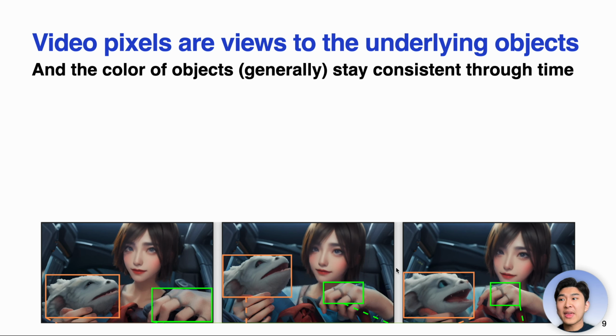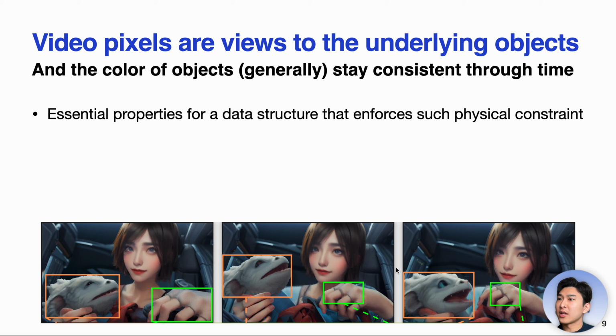Before jumping into our method, let's rethink what a video is. In our perspective, we think video pixels are essentially views of the underlying object, that is hands in green boxes and a dragon baby in the orange boxes here. And even though this object may not physically exist, what's important is the physical fact that the color of these points on the object surface should not change drastically through time.